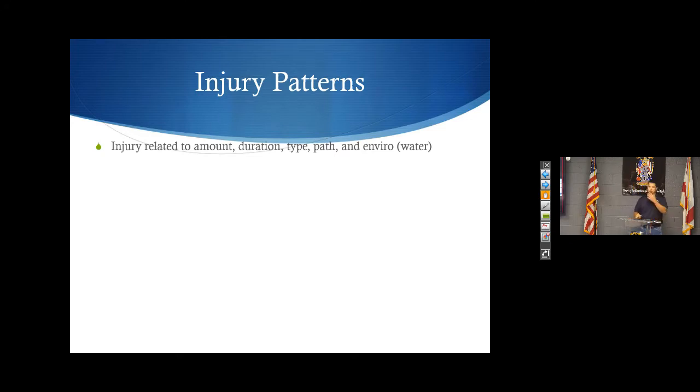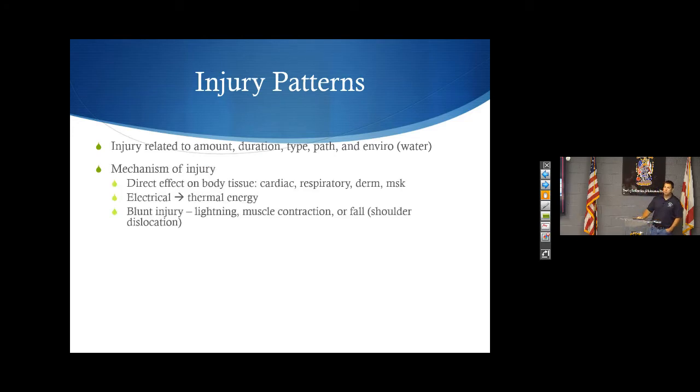All right, so injury patterns. Again, we talked a little bit about it, going to be related to the amount, duration, type, path, and your environment, specifically water. Mechanism of injury: you're going to have direct effect on the body tissue. We talked about superficial versus the deeper tissues, and then the cardiac, respiratory, dermatologic, and musculoskeletal systems. With electrical, you have to worry about thermal energy, and then there's blunt injury: lightning, muscle contractions, and then falls. Most commonly after a lightning strike, patients have shoulder dislocations.